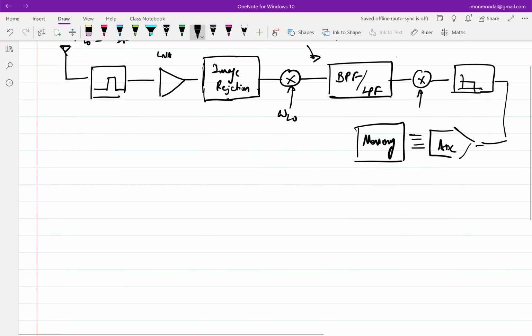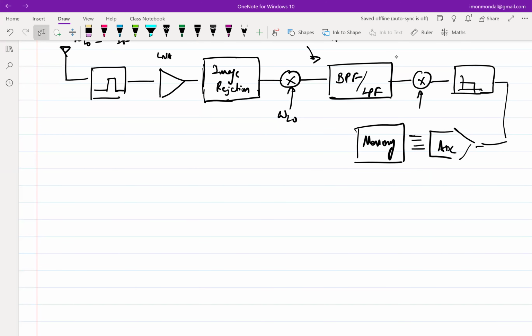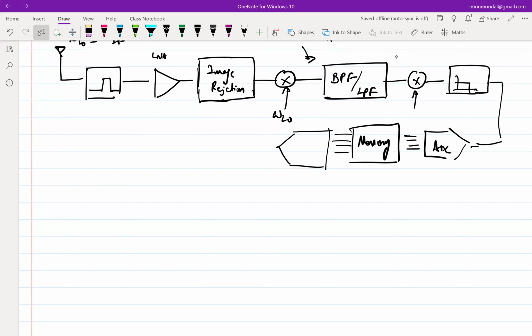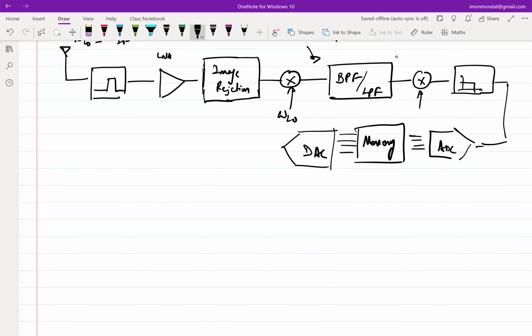Okay, right? So again, a very brief architecture of a transmitter. You basically do the reverse. You have a DAC. You convert the digital. This is digital.